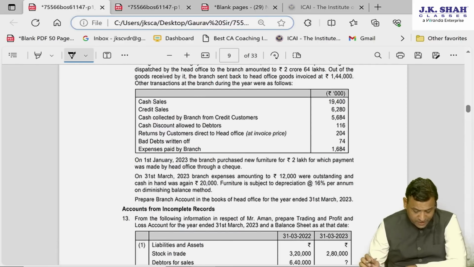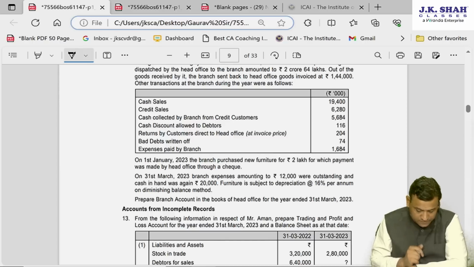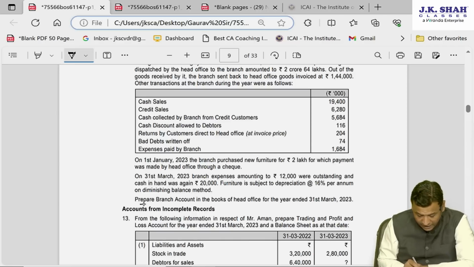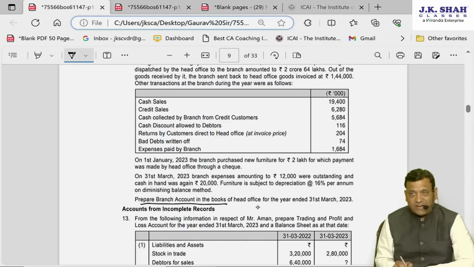On 1st January 2023, the branch purchased the new furniture for 2 lakh, for which payment was made by head office through cheque. On 31st March 2023, branch expenses amounting to 12,000 were outstanding and cash in hand was again 20,000. Furniture is subject to depreciation of 16% on diminishing balance method. Prepare branch account in the books of head office.